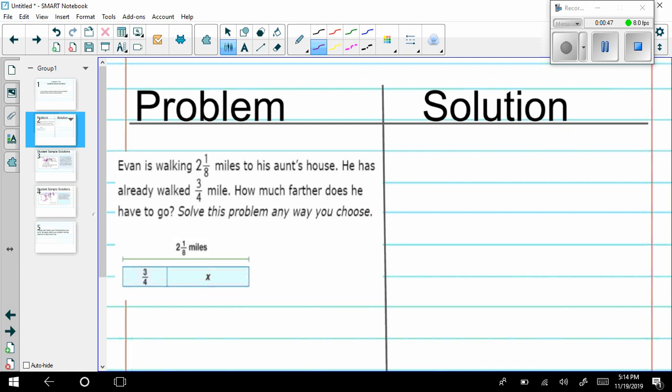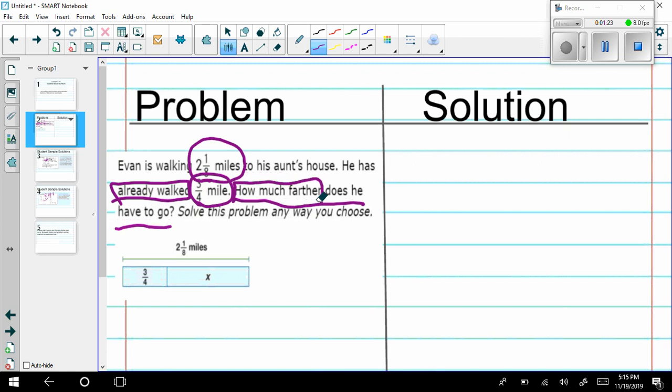First, we need to do CUBES. The first thing we do in CUBES is circle the numbers. I have 2 1/8 miles, and then I have 3/4 mile. Next, I need to underline the question. How much farther does he have to go? Next, I need to box the keywords. He already walked 3/4 mile, and then how much farther does he have to go?